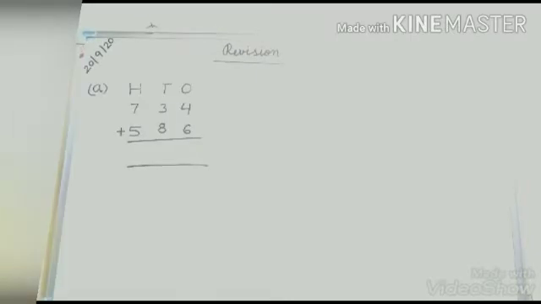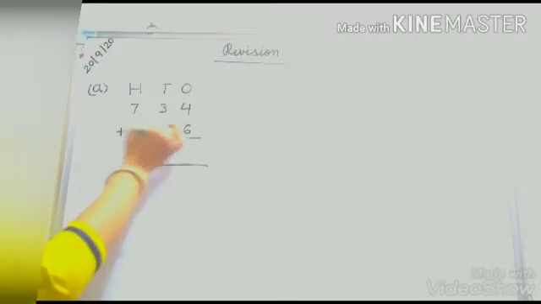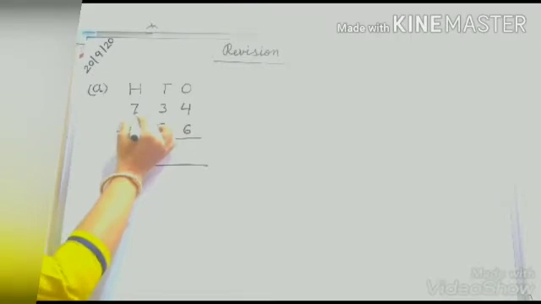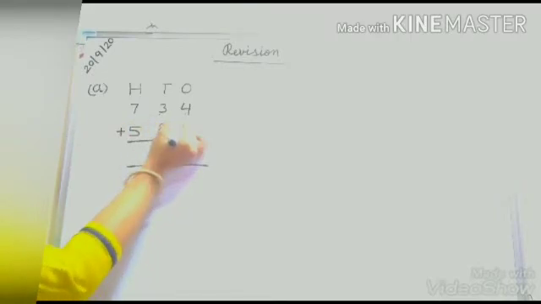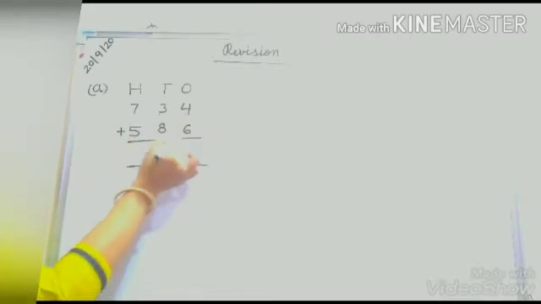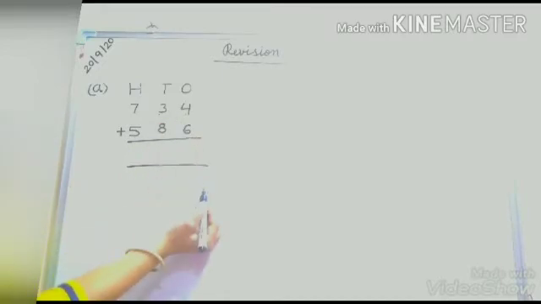Children, let's have first example of addition. Here children you can see two 3-digit numbers. First one is 734 and second one is 586. And we have to add it.